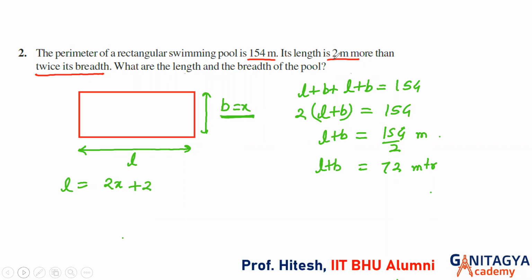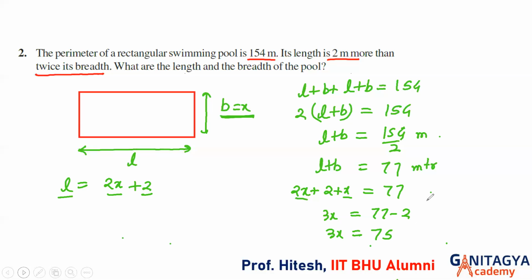So what is the question? The length is 2 meter more than twice of its breadth. So this is L and B is x. So L plus B is 77. So it is 2x plus 2 plus x is equal to 77. So 2x plus x is 3x is equal to 77 minus 2. Oh sorry, one mistake, this is 77, not 72. So 77 minus 2 is 75.